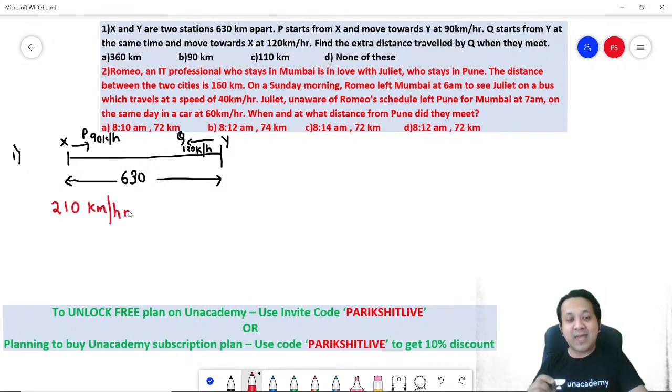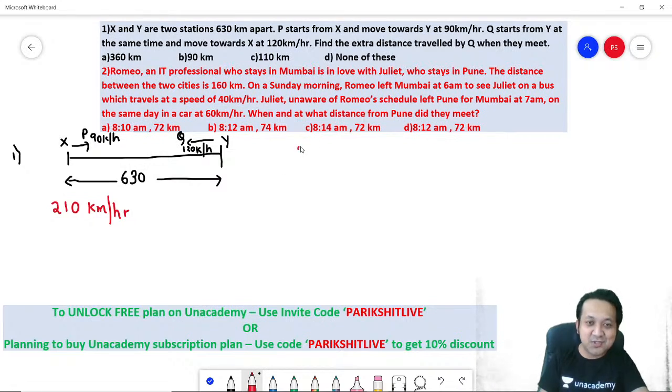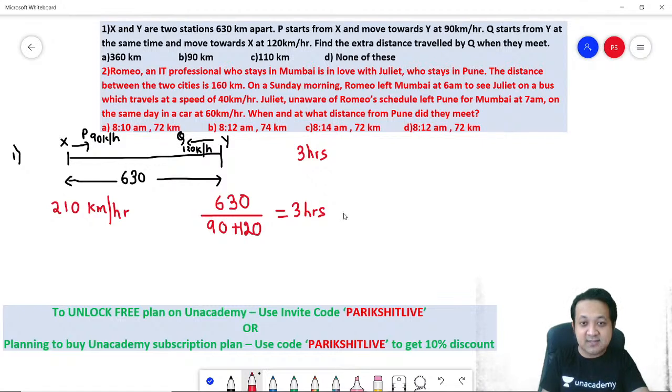If they have to meet, the distance between them needs to reduce by 630 kilometers. 1 hour, 210 kilometers. So 630 in 3 hours. So the time will be 3 hours. That's one way of doing it. If you want to write down the same thing, you obviously can. The total distance of separation is 630. Per hour, the distance between them reduces by 90 plus 120, correct? So you will get your answer as 3 hours.